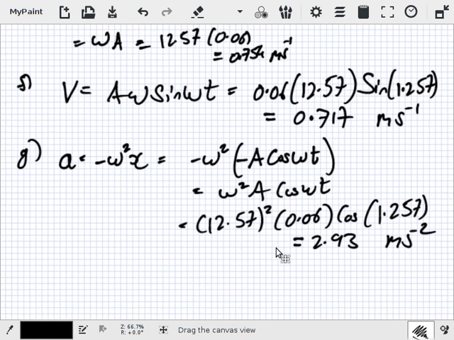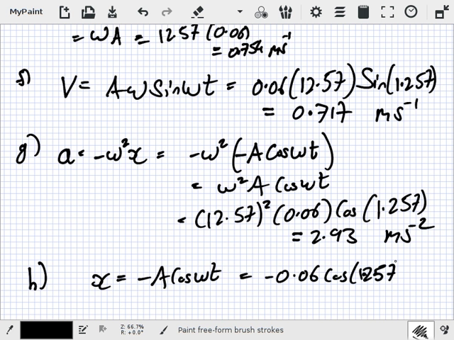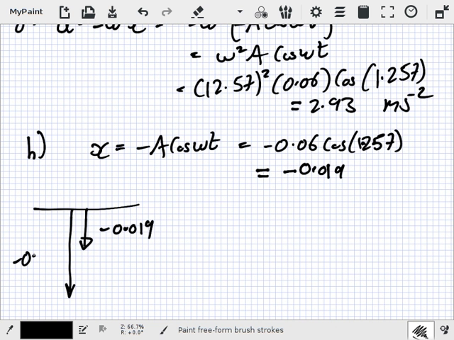Oh, okay. And then actually I should have done H first, because H is asking me for the x. So the x equals minus A cos omega t, which is minus 0.06 cos 1.257. That's equal to minus 0.019. Now, if you think about it, if its displacement is minus 0.019 and it begins its journey at minus 0.06, it means it's moved up 0.041. So it moved up 4.1 centimeters.